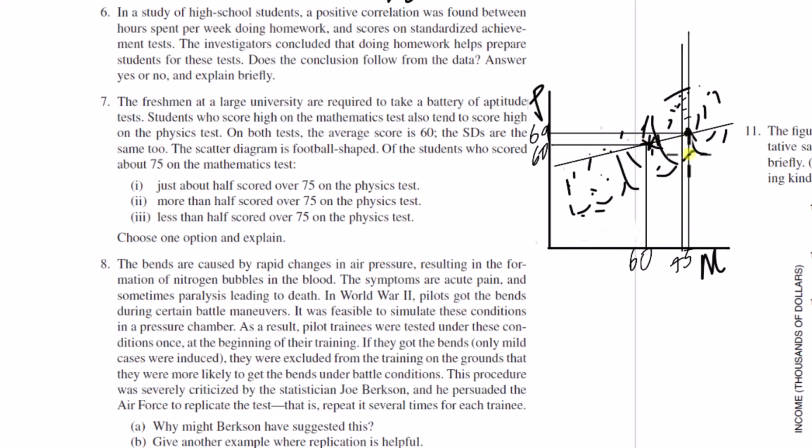The idea is for the students that scored 75 on the math test, just about half of those scored over 69 on the physics test. That's why with football shapes, your percentile tends to go down a little bit if you came in on the input variable with an above average percentile. On average, your percentile is going to go down a little bit. So in that case, if this is where the score of 75 is, then less than half scored 75 on the physics test.